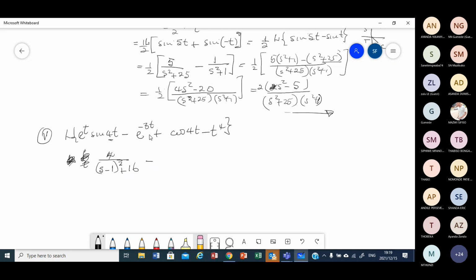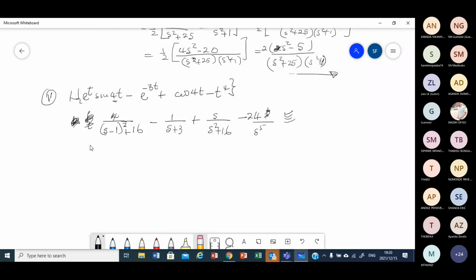Minus Laplace of e to the power minus 3t. It's there again. It's 1 over s plus 3 in this case. Be careful, we'll talk about this just now. Next, Laplace of cos 4t. Laplace of cos is s over s squared plus 16. Laplace of t to the power 4 is 4 factorial all over s to the power 5. And what is 4 factorial? It's 4 times 3 times 2 times 1. 4 times 3 is 12, 12 times 2 is 24. So this becomes 24. Your calculator will always give you that. So you'll get 4 marks there. So that is direct use of a table.